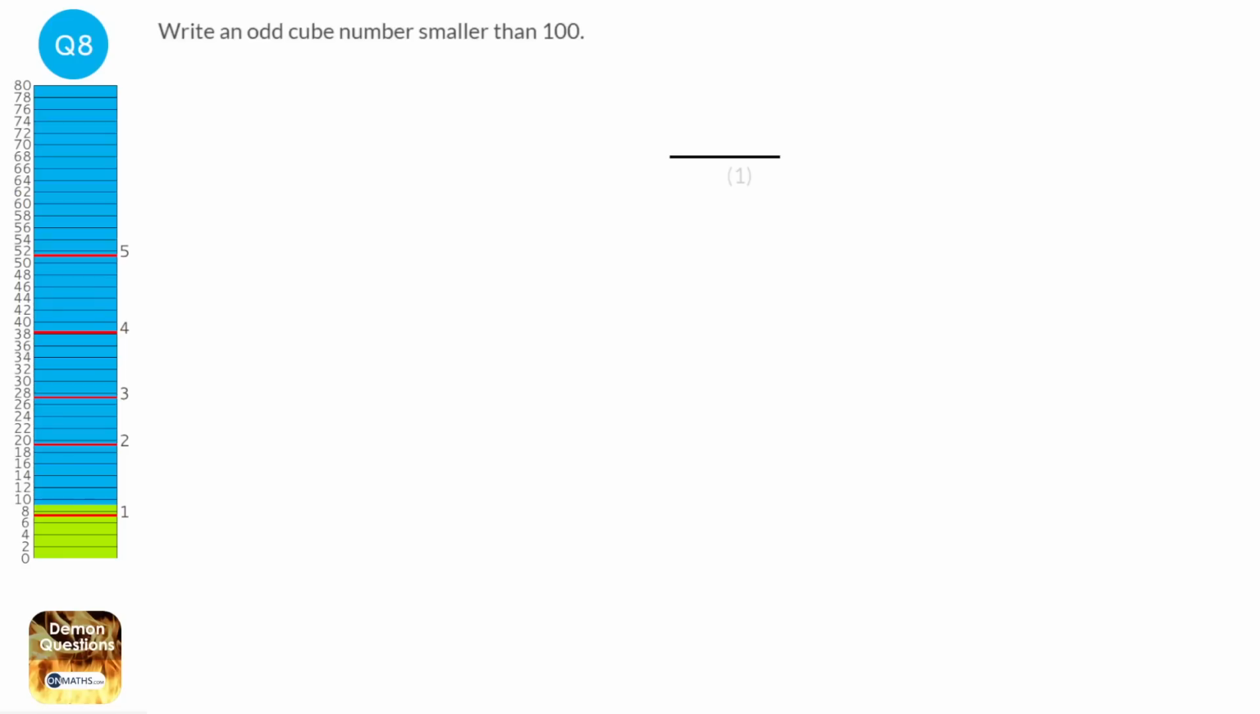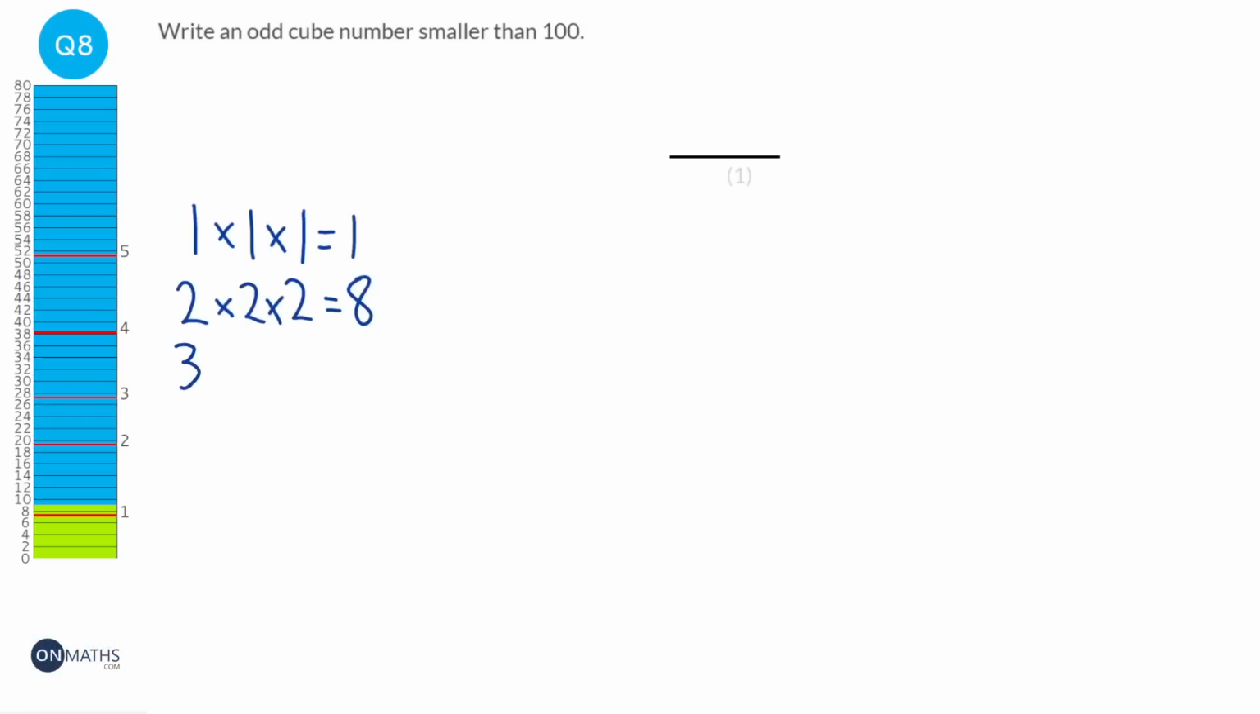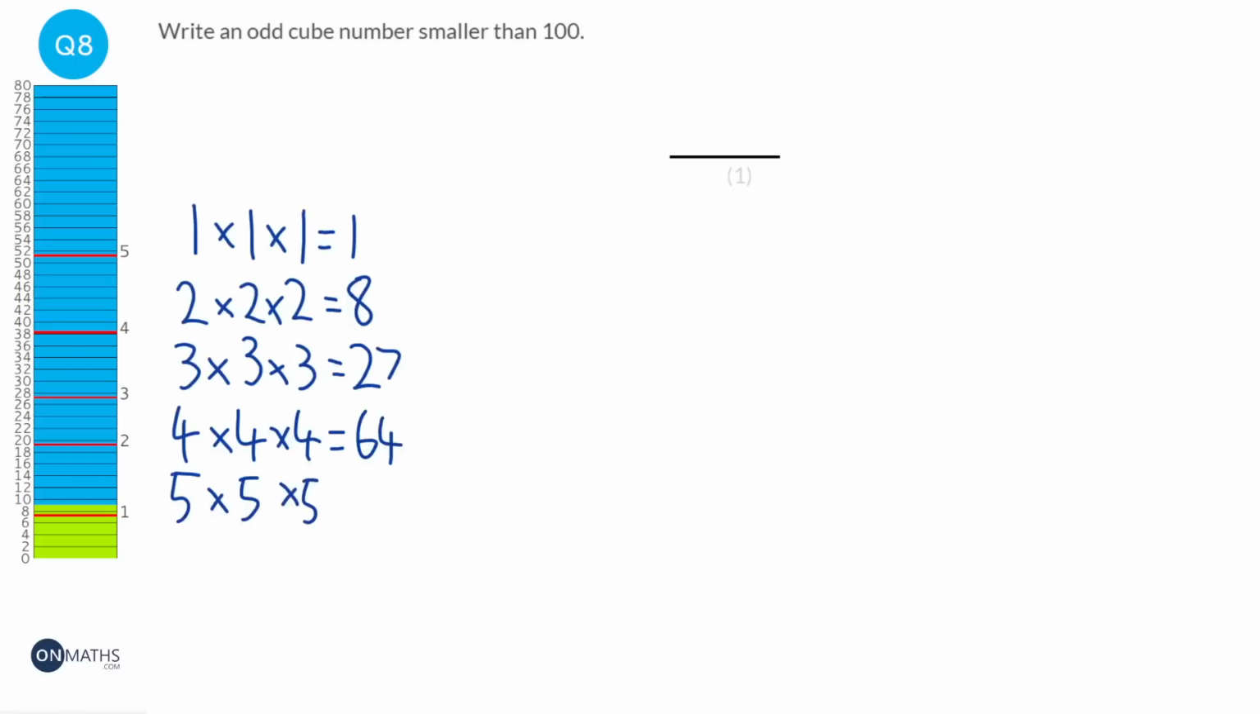So we need to first of all understand what a cube number is. So a cube number is the answer to when you get 3 integers or whole numbers and we multiply them by themselves 3 times. So 1 times 1 times 1 is 1, 2 times 2 times 2 is 8, 3 times 3 times 3 is 27, 4 times 4 times 4 is 64, and 5 times 5 times 5 is 125. So 1, 8, 27, 64, 125 are all cube numbers, and it goes on forever.